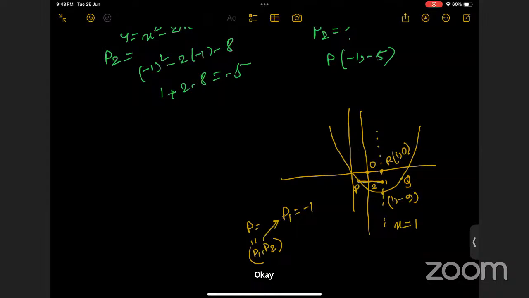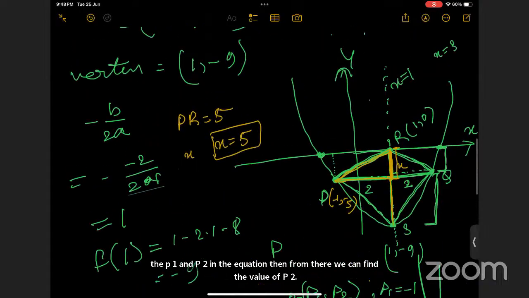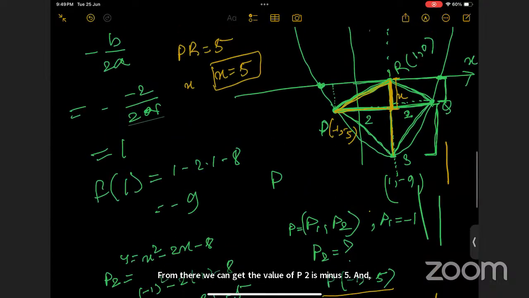This point is on the parabola, right? So the point will satisfy the equation. If we put P1 and P2 in the equation, from there we can find the value of P2, which is -5. And if you see here, this coordinate is -1, -5, and this coordinate is 0. So this distance will be obviously 5, right? Just 5 minus 0.